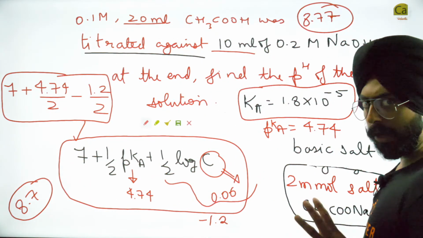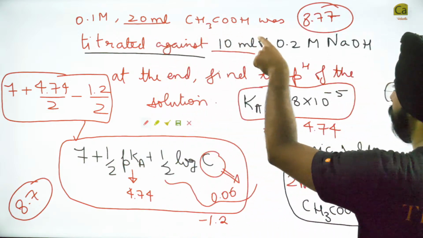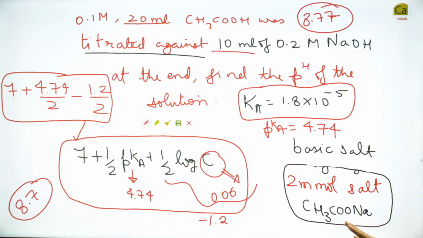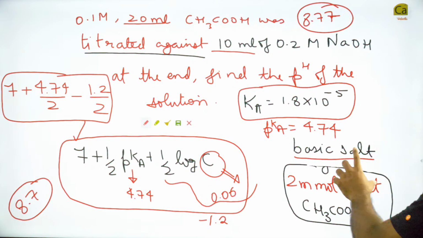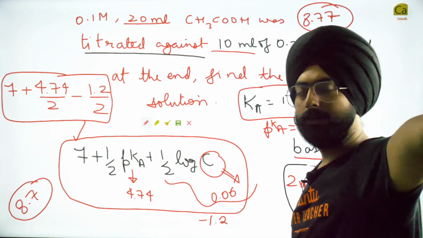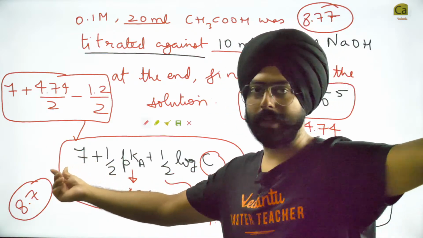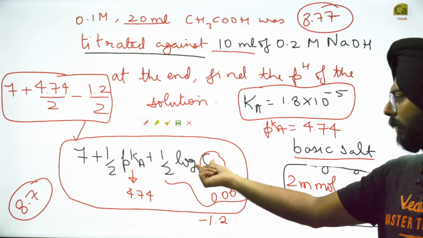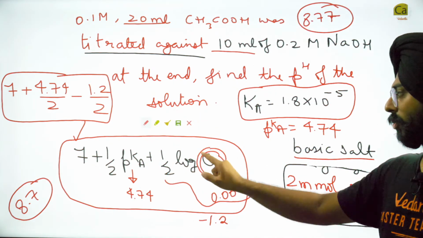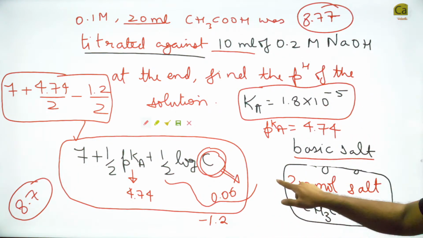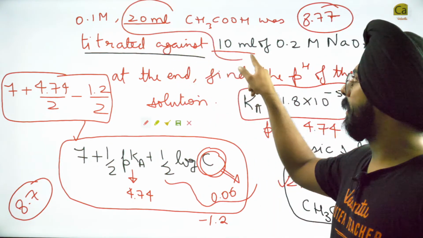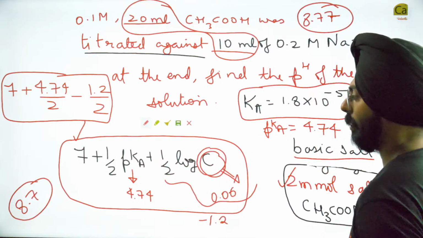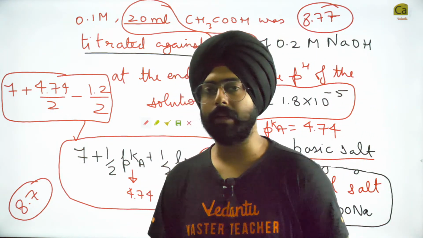Done. Understood this question? So what did we do? First of all, we saw how much acid and how much base is there, reacted it together, and found out that we are getting a salt that can hydrolyze. This is a basic salt. Now all we needed to do was fill in the formula. 7 is a very simple value. pKa can be obtained from taking the negative log to the base 10 of the Ka, and log of C. Just be cautious about the concentration you're taking: 2 millimoles in 30 milliliters. So 2 by 30 would be the molarity, and then you can solve this question very easily. Just simple plugging in of values.